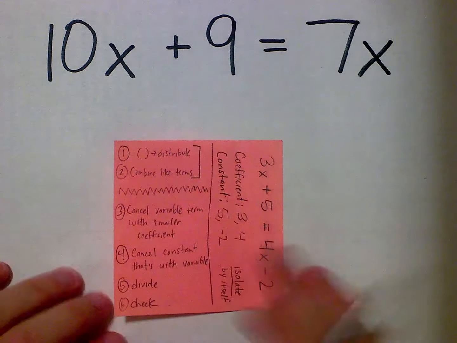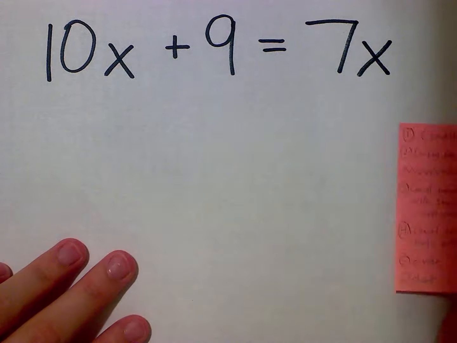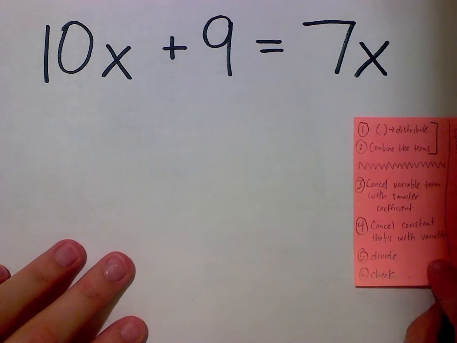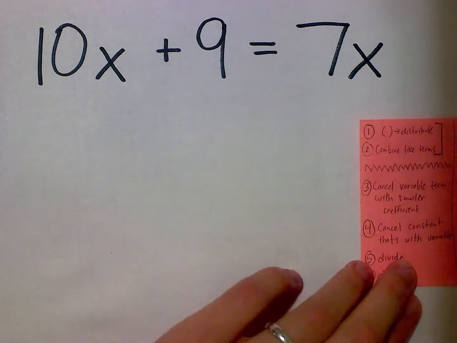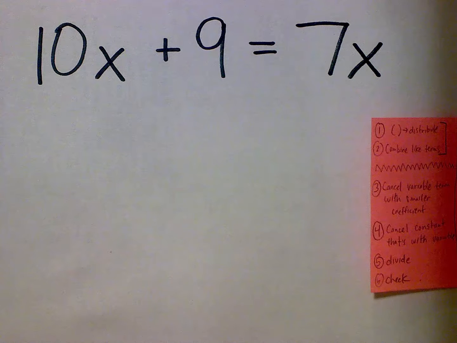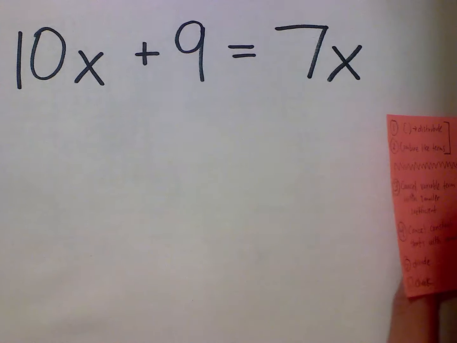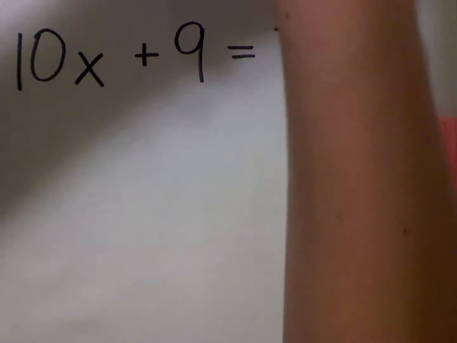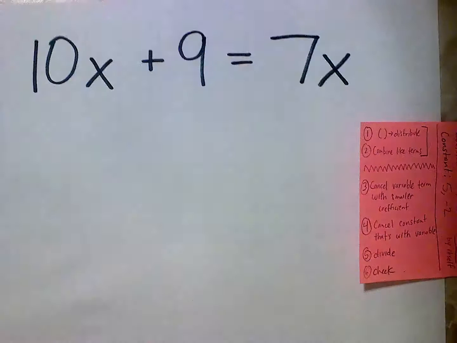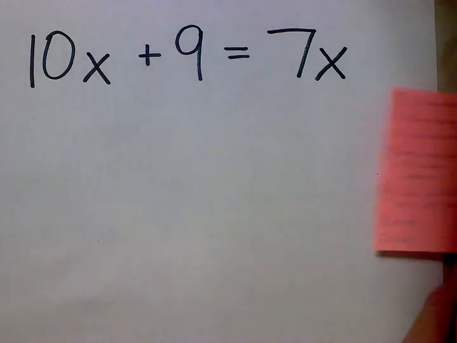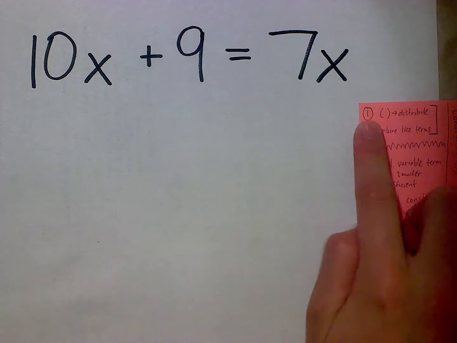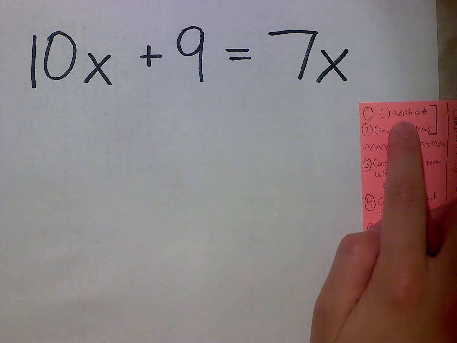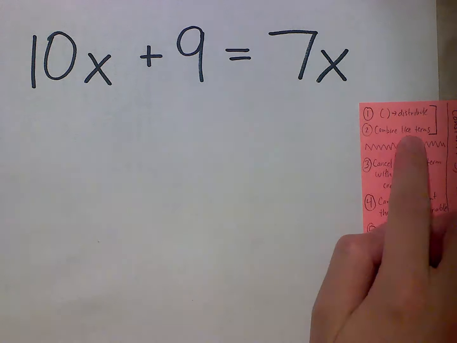Okay, so let's use these steps. And I'm just going to put them so they're visible to us over here. Okay, let's do this first. Actually, let me make sure we can see everything. Okay, here we go. Step 1, distribute. Well, I don't have any parentheses, so I'm not distributing. Step 2, combine like terms.